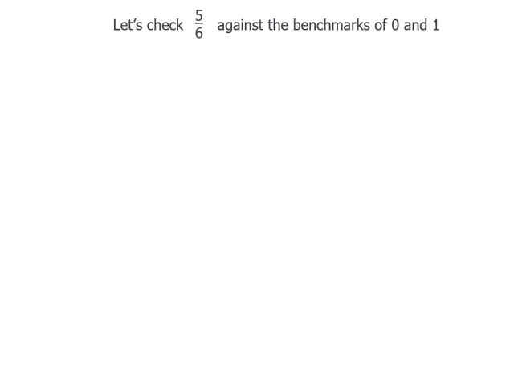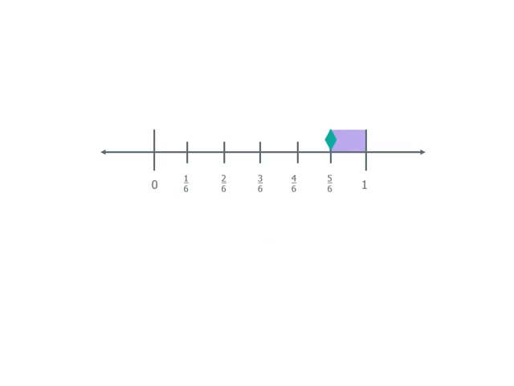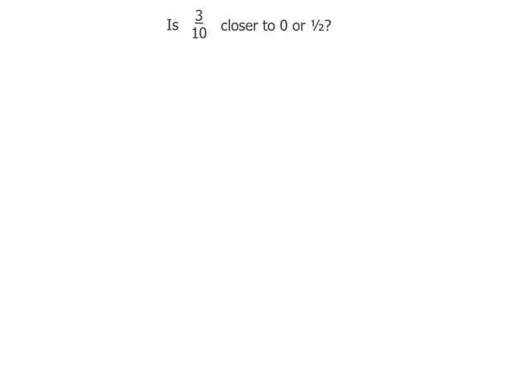So let's check 5/6. We've got a denominator of 6, so we're going to need 6 parts, and our numerator is 5. So if we mark 5/6, now we can have a look. Now I can see whether it's closer to 0 or 1, but let's just double check. If we have to go to 1, it's not very far at all, but 0 is all the way down there. In fact, we have to go through 5/6 to get there, but only 1/6 to get to 1, so it's closer to 1.